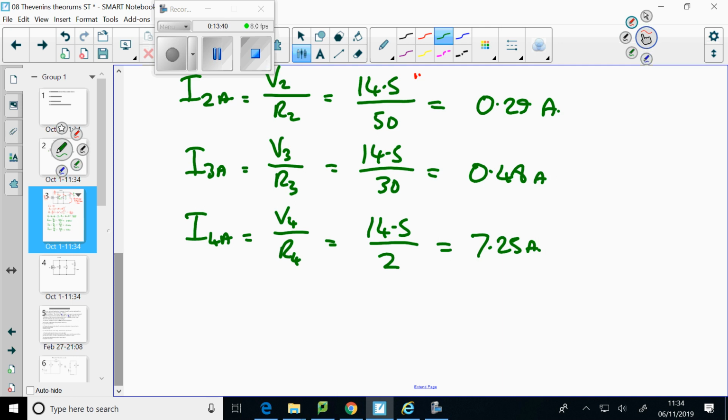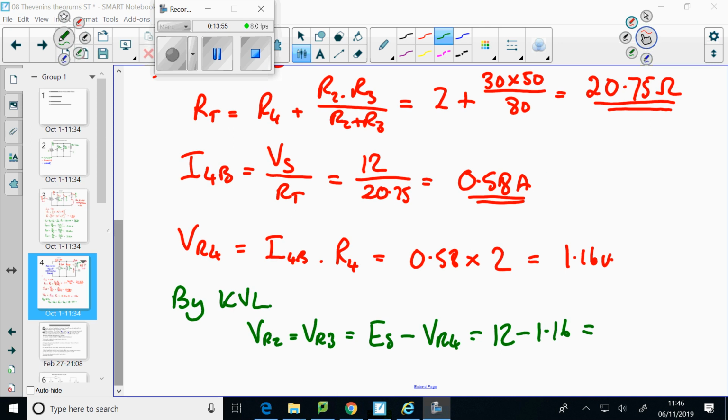All got that? I'm not recording. I got it in mind. That's 10.84 volts.